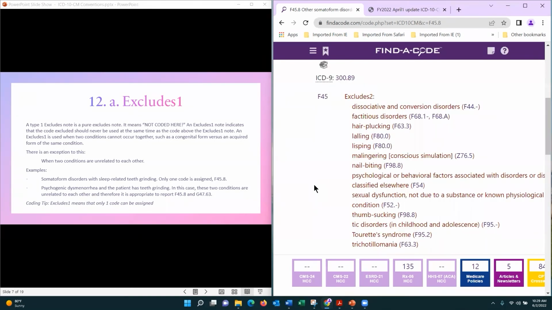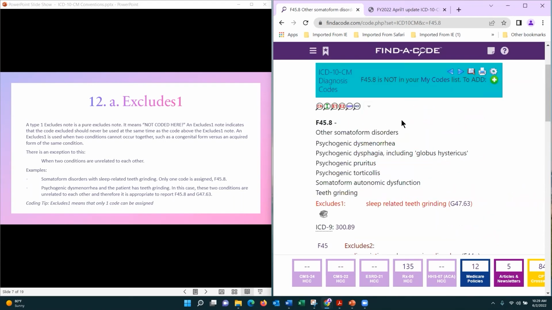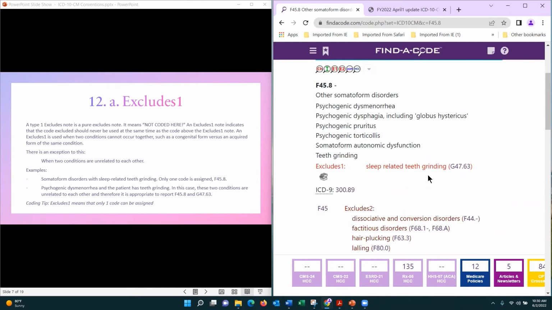If we look here at our F45 inclusions, we see psychogenic dysmenorrhea. We still have that excludes one note, but we can easily know by the definitions that the dysmenorrhea and the teeth grinding are not related.